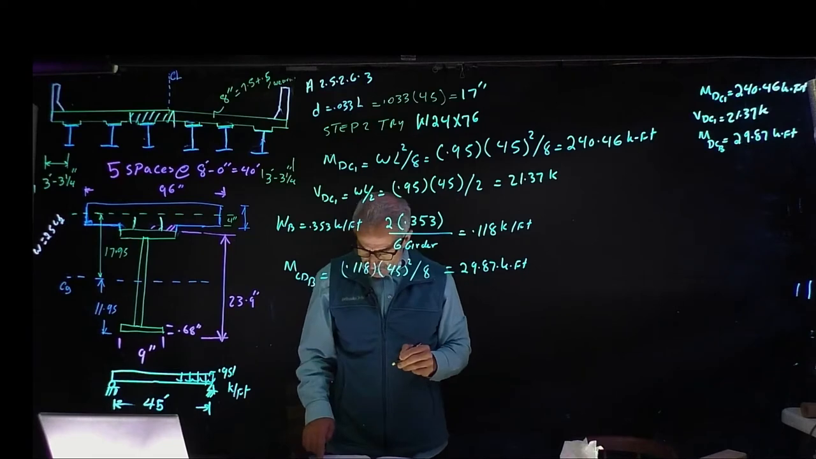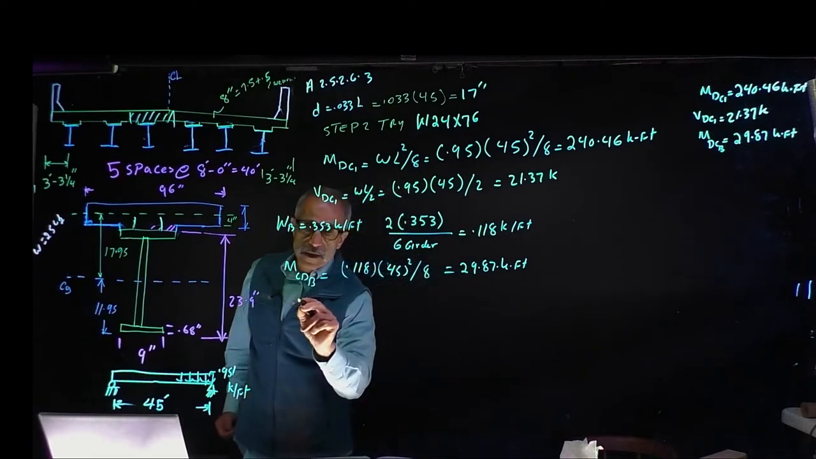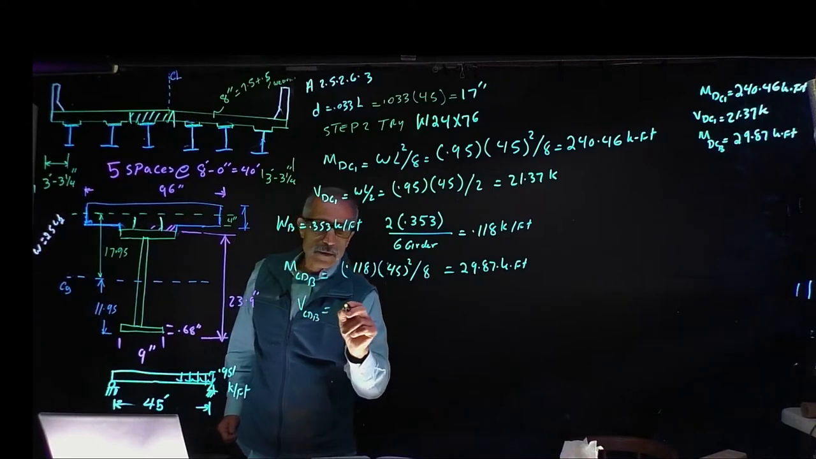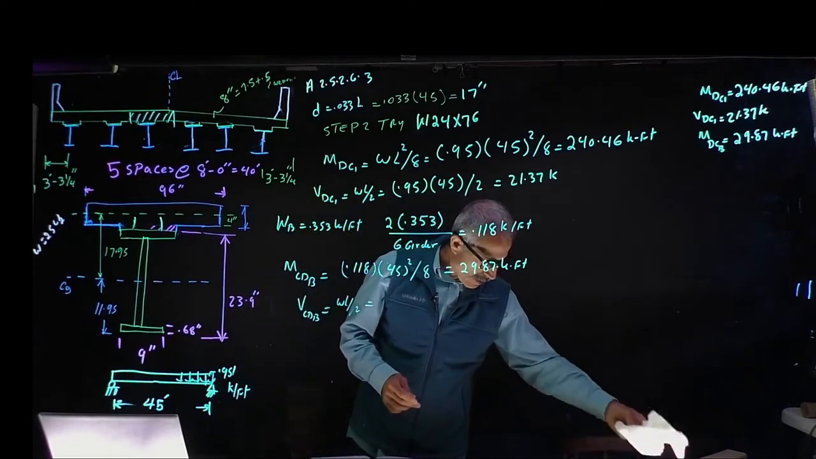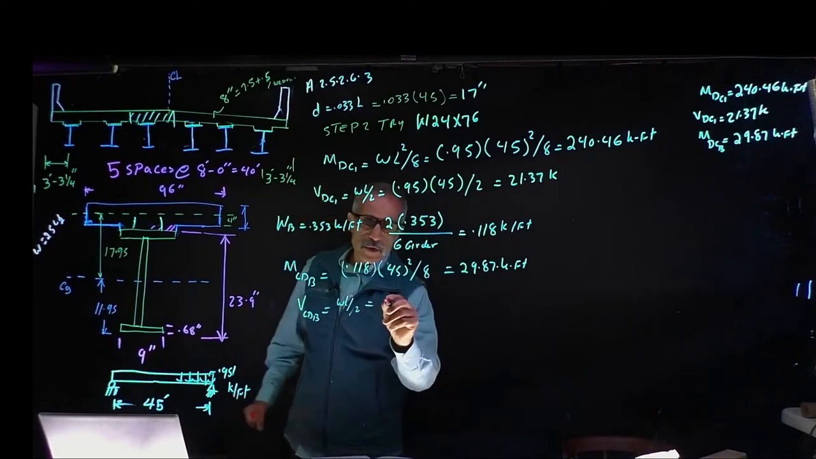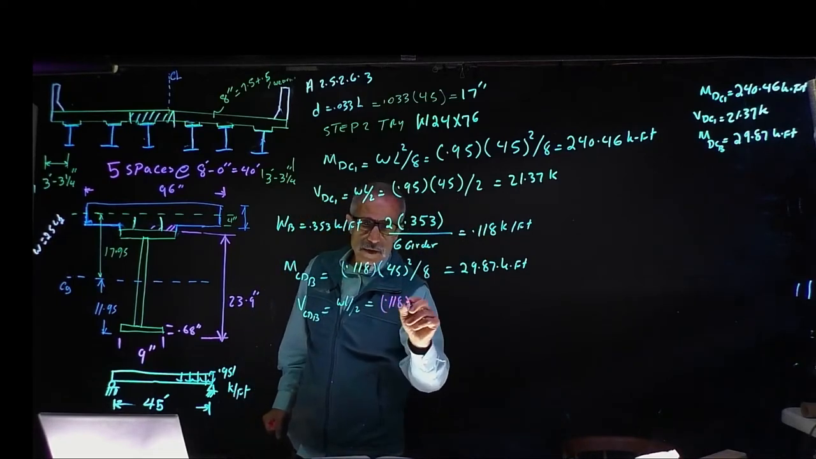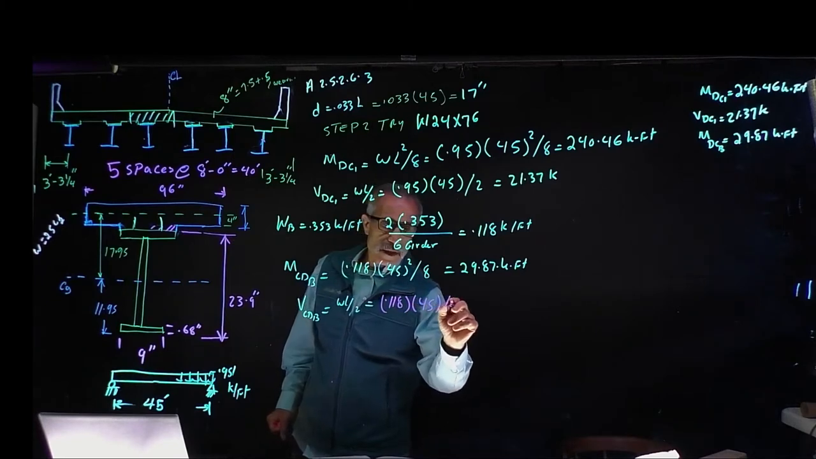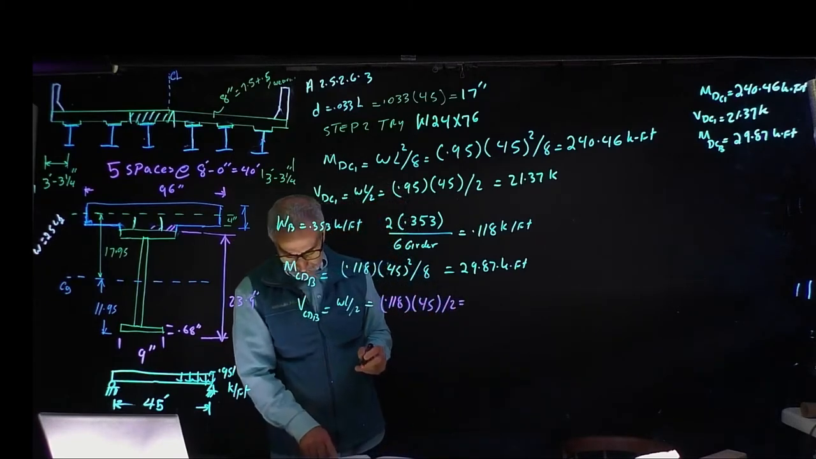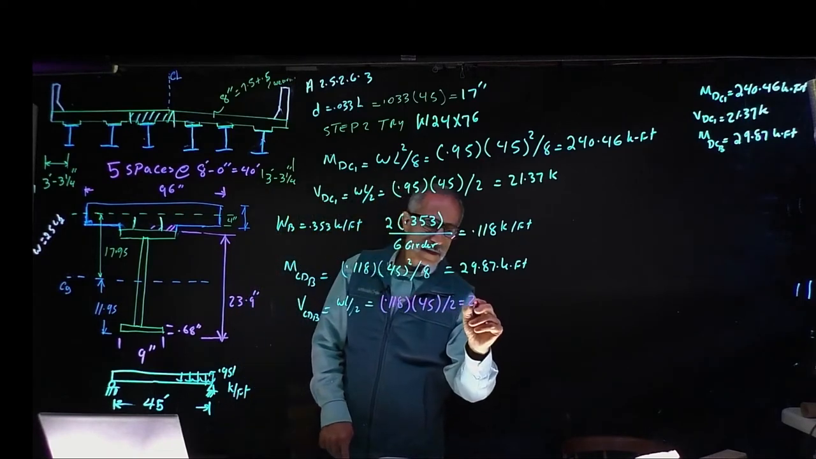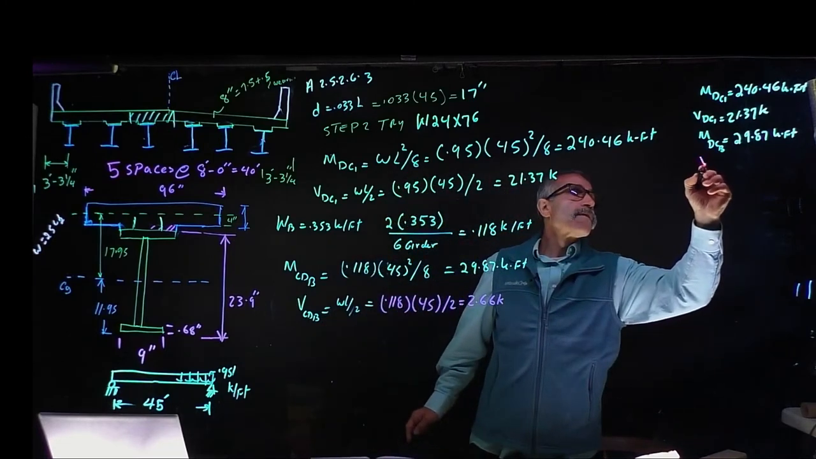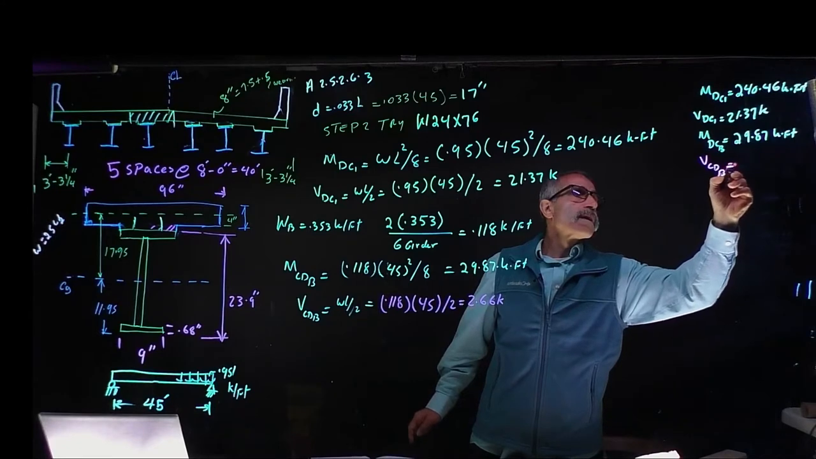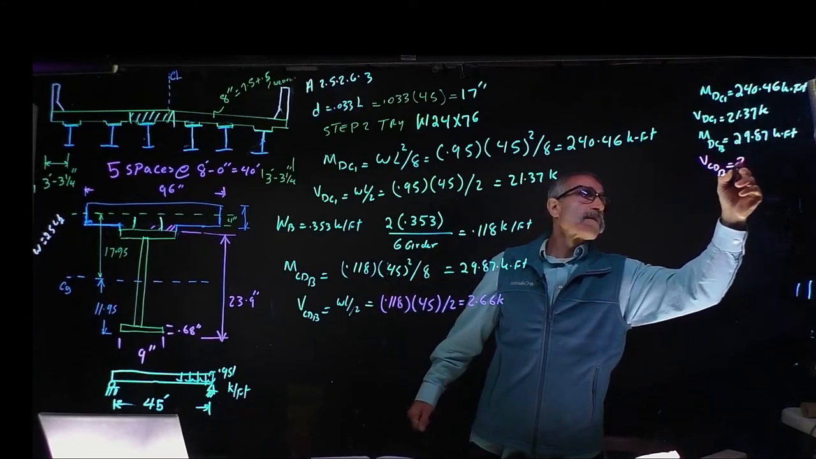And the next thing we have is to find out the shear force for that. VDCB, WL divided by 2, right? And that is, let's change marker so they can recharge. So that comes out to 0.118 multiplied by 45, divided by 2. I get 2.66 kip. So VDCB comes out to 2.66 kip.